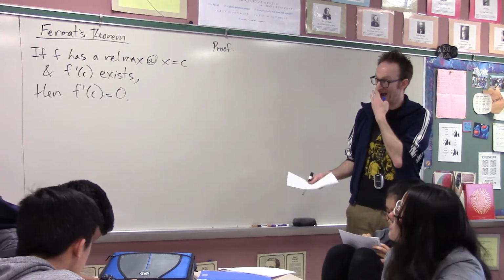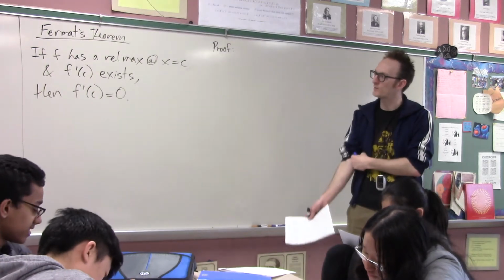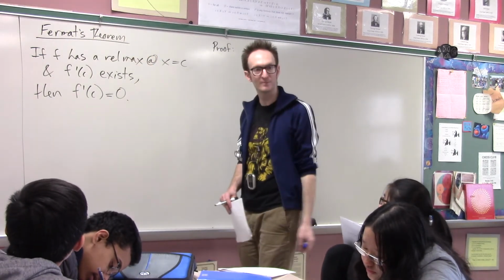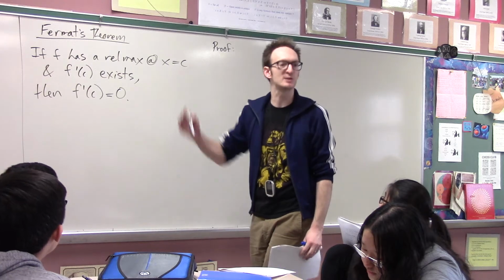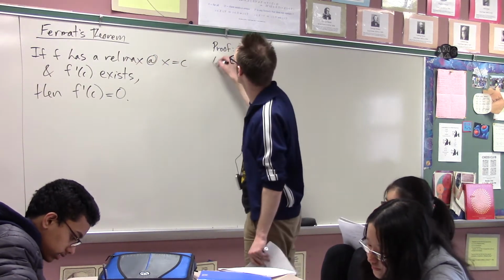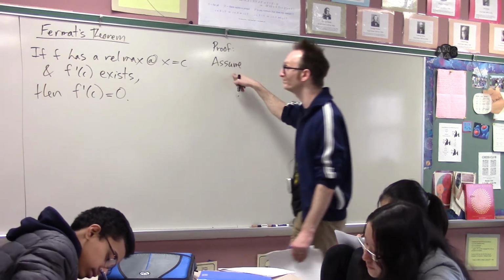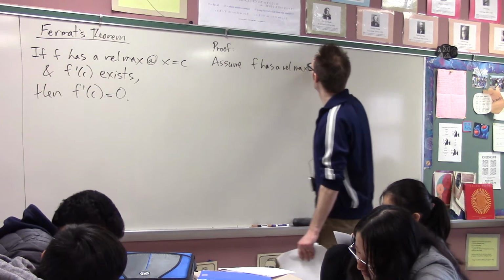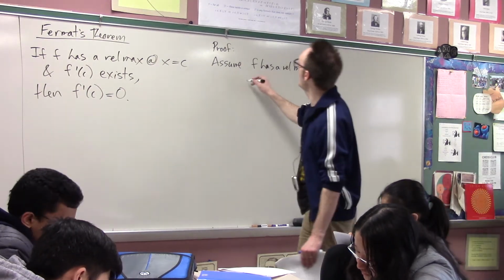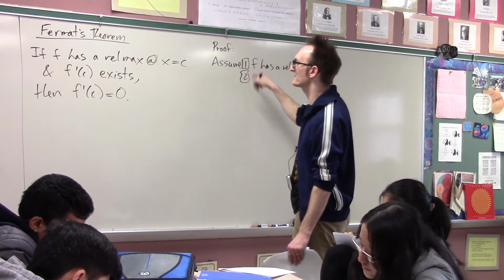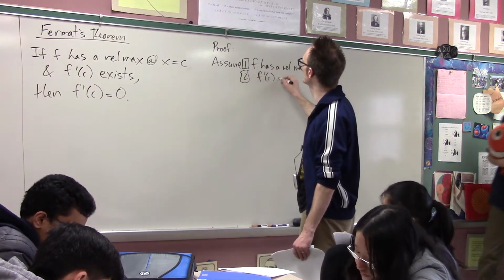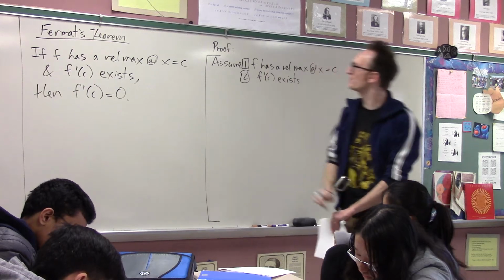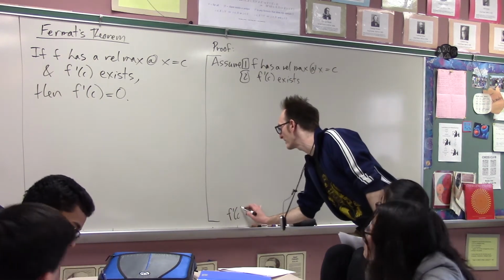First of all, this is like how to be a mathematician 101. Note that this theorem is a conditional. It says if some stuff, then some stuff. Whenever you have to prove an if-then statement, you should assume the antecedent and try to derive the consequence. So what we are going to do right now is assume that f has a relative max at x equals c, and we're going to assume that f prime of c exists. And somehow, merely from those two assumptions, we are going to conclude that the derivative is 0.